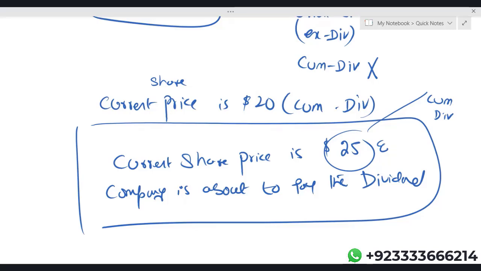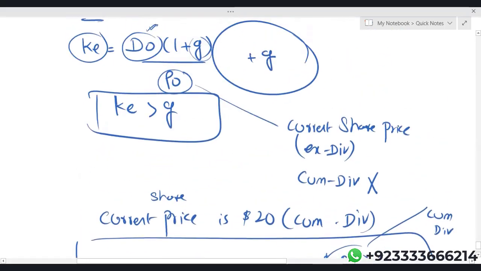So one way of writing cum div is categorically that it will be written cum div. Another way is that the examiner gives you the current share price and says that the company is about to pay the dividend. It means again the given price is cum div. Otherwise, if nothing is mentioned, we always assume the given share price is ex div.